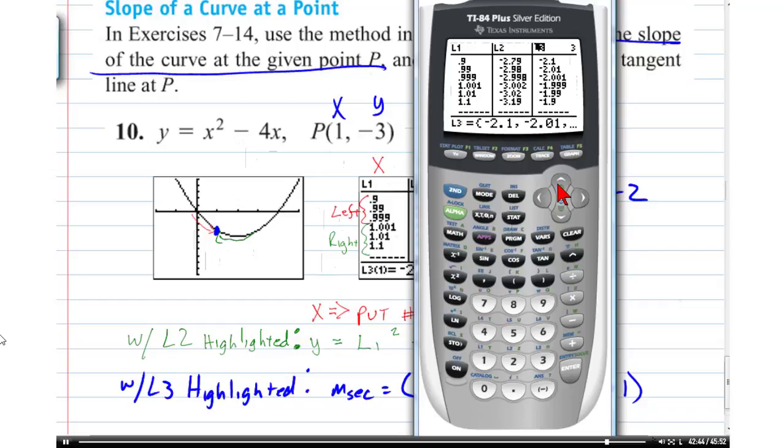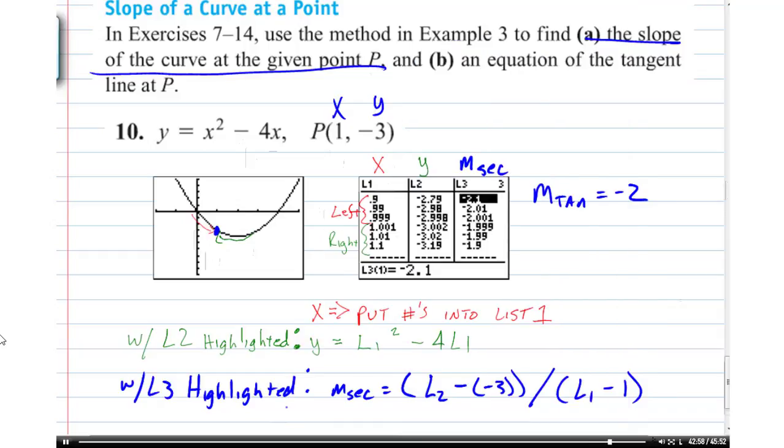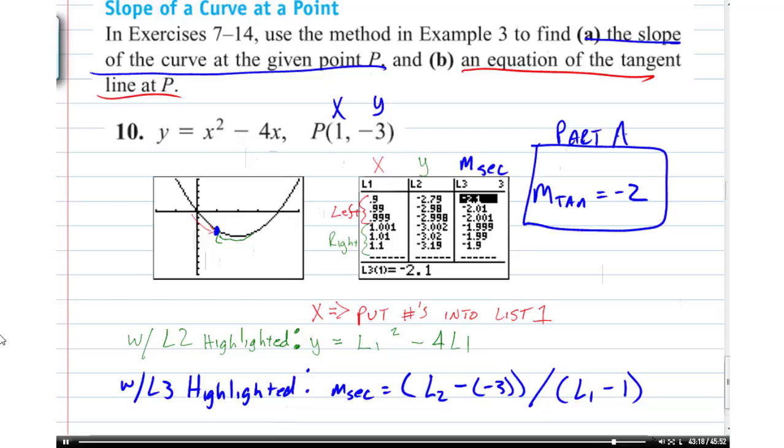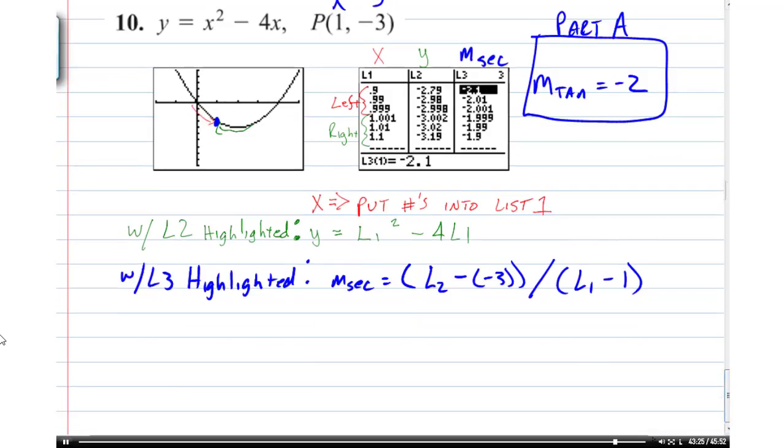So this takes care of a lot of number crunching that was tedious and confusing last semester. We're not done with this problem. We still have part B to do here. Part B says write an equation of the tangent line. All I've found right now is the slope of the tangent line. This was part A. Part A says the slope of the tangent line, and we got it from observing what was happening with the table, right? Part B is to write an equation of the tangent line.